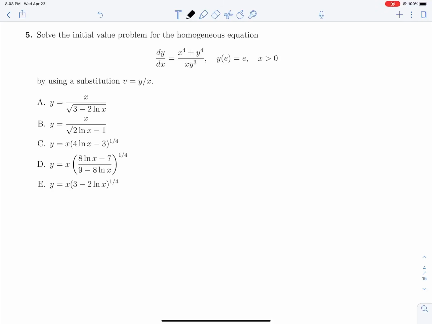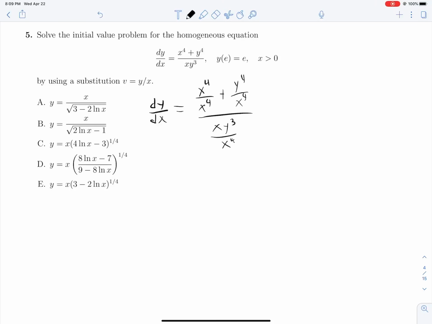5, let's solve this initial value problem. So we see that we have things in a form on our right side that we can write as a rational expression of y over x. So we can say that dy dx is equal to x to the 4th over x to the 4th plus y to the 4th over x to the 4th, over x y to the 3rd over x to the 4th. So rewriting this, and well, gotta be careful here.